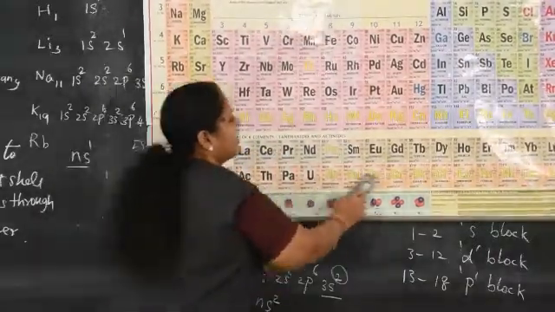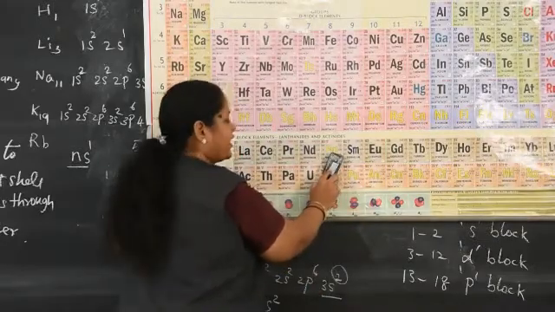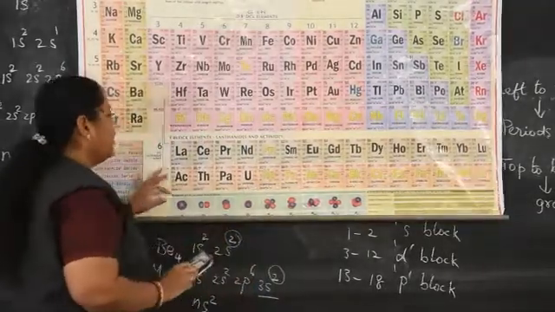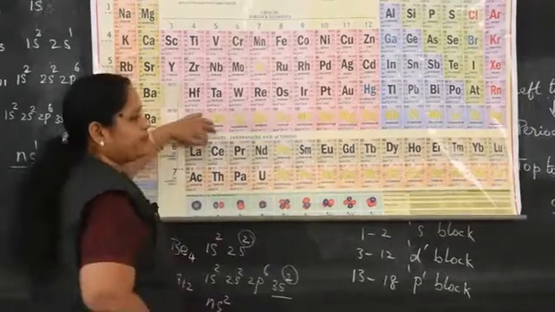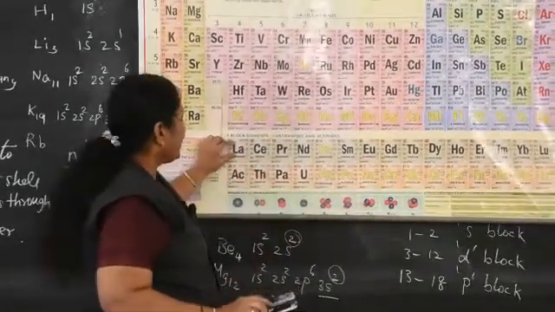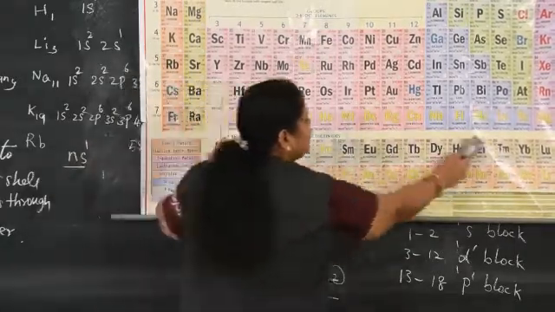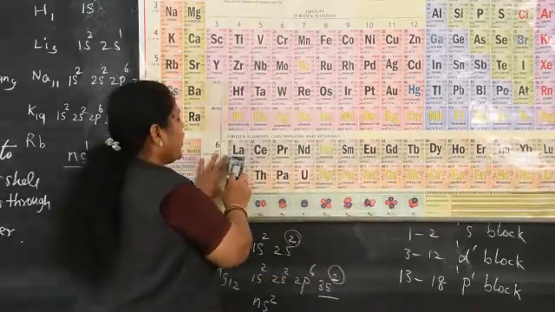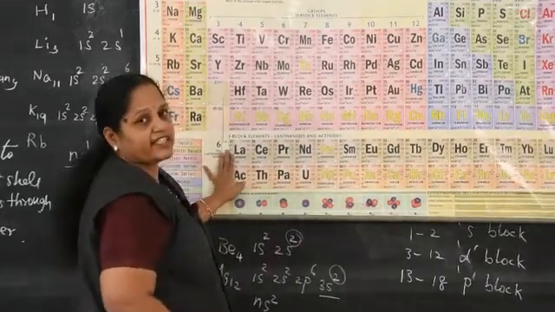All these are radioactive elements. Here promethium only is a radioactive element. All these are radioactive elements. So totally how many elements are there? 15 elements. Here also 15 elements including lanthanum and actinium. The property of these 14 elements is similar to that of lanthanum. That's why these 15 elements are collectively called the lanthanoid series.